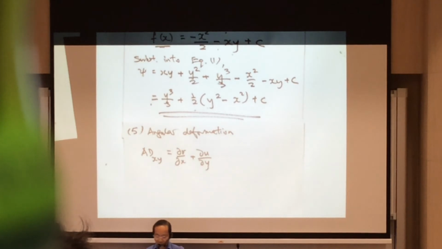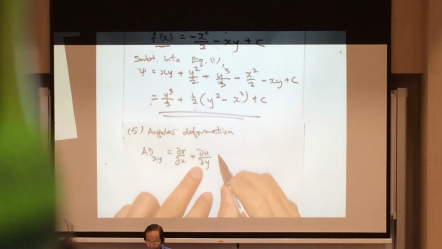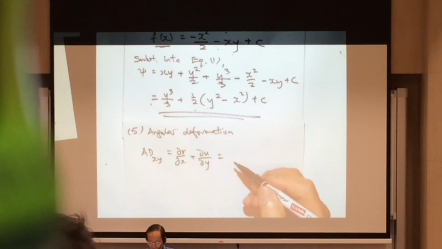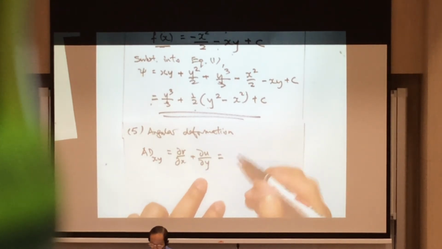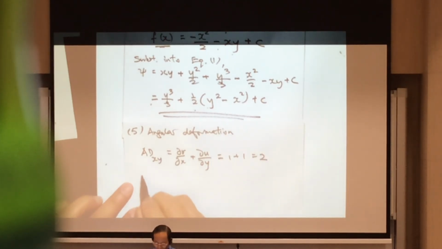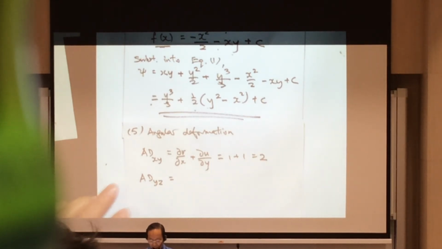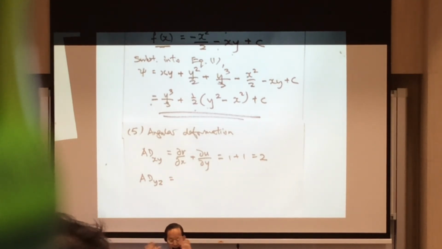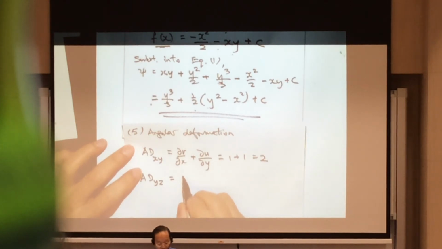This is the expression for angular deformation in the xy plane, del v del x plus del u del y. From the expressions given to us for u, v, and w, you do the differentiation and you get 1 plus 1 equal to 2. Similarly, the angular deformation in the yz plane is given by this expression, del w del y plus del v del z.